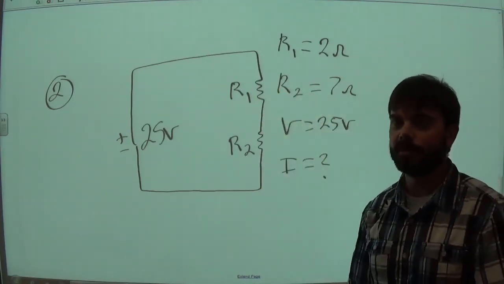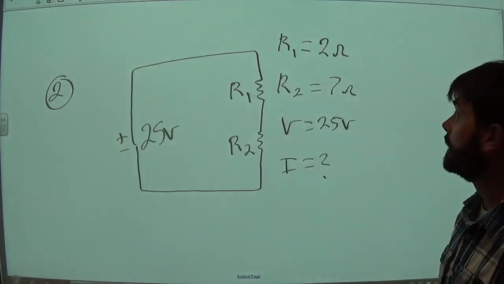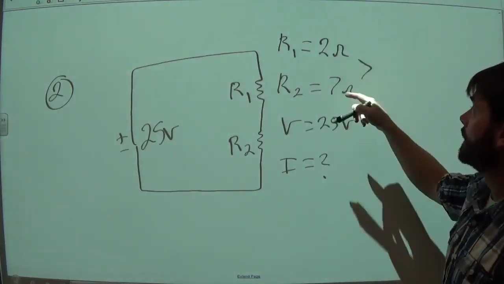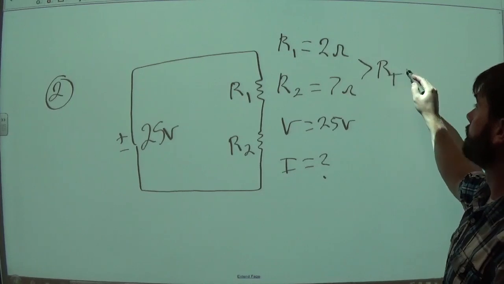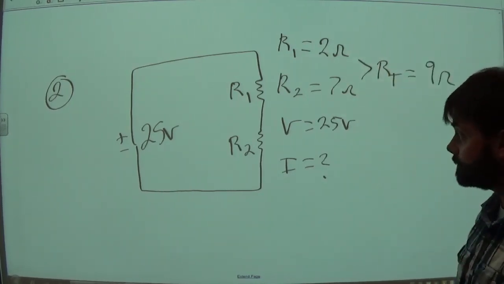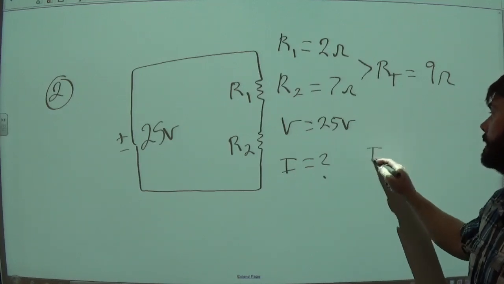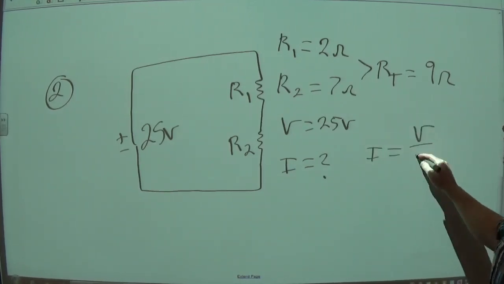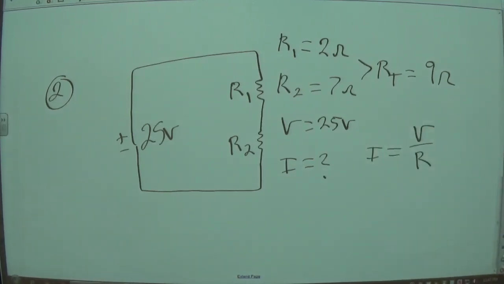If it's all on the same road, you literally just add them together. If we want to find the total resistance, I can just take the 2 and add it to the 7 and know that I get a total of 9 ohms. With that being the total resistance, I can go back to my base equation. Current is equal to voltage divided by resistance.